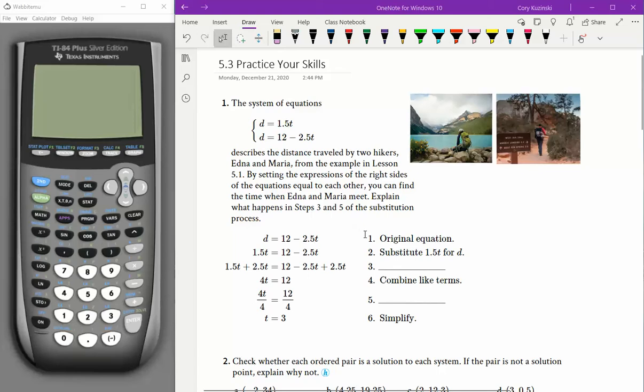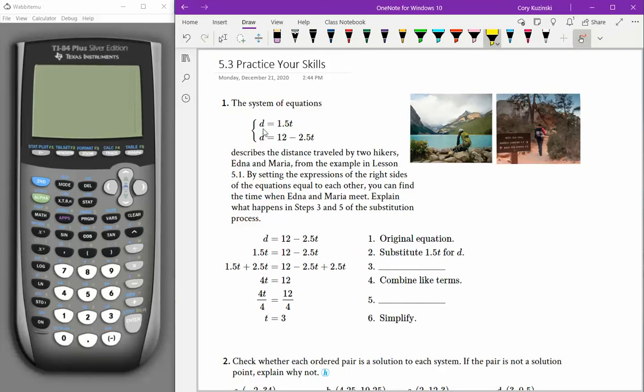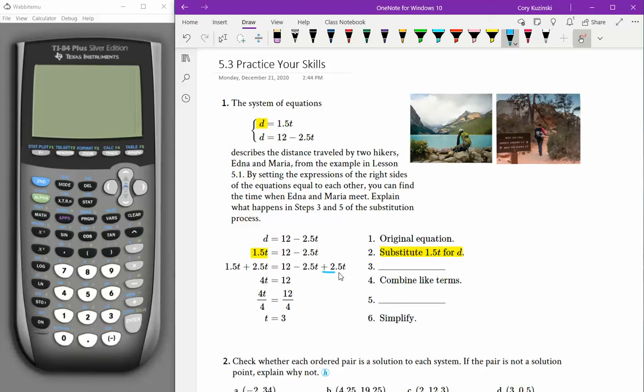Okay, so you can see here that we got the original equation, this bottom one, 12 minus 2.5t. And in step 2, we substituted the 1.5t for d. Next, what got done? Let's see. Looks like we're adding the 2.5t to both sides. So add 2.5t to both sides.